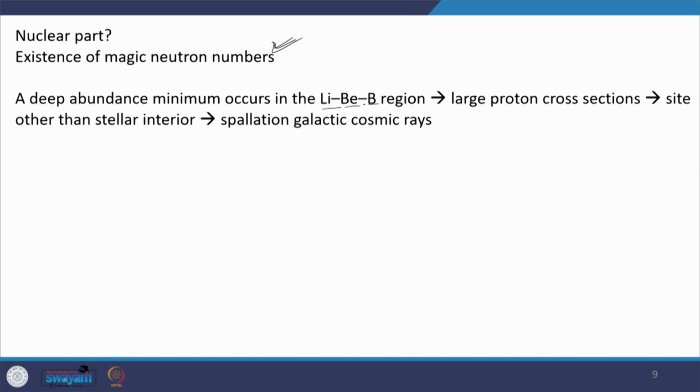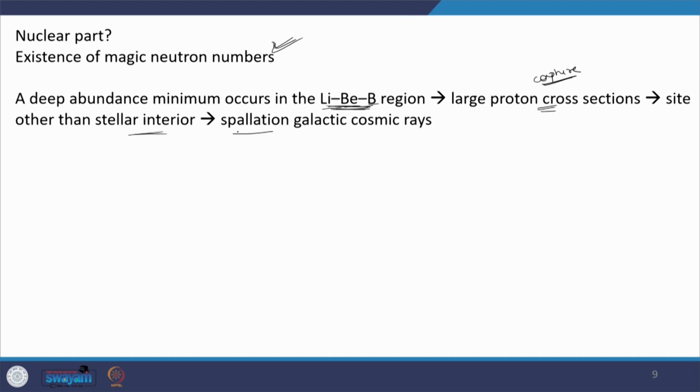Then the deep abundance minimum occurs, as I said earlier, in lithium, beryllium, boron. Interestingly, they have a large cross section for proton capture. Because of that, they will be destroyed immediately whenever they are formed in the stars. So, where are they produced from? Even that small abundance cannot be explained within the stars because of their large proton capture cross sections. So, there could be sites other than the stellar interior for these three elements. Please see, a few elements cannot be understood by considering the star as the site.